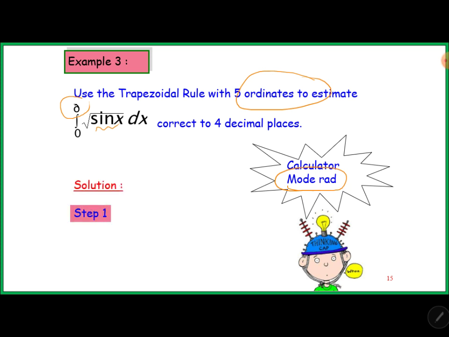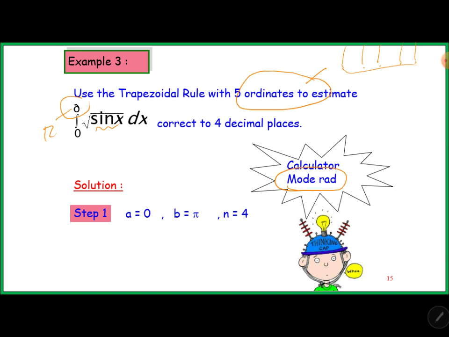Okay, so what is the first step? We have a equal to 0 and b equal to pi. Sorry for the confusion. So b is equal to pi and n is equal to 4. Why 4? Because 5 ordinates is the point. So 5 points will build up 4 strips only. So 4 strips means that n equals 4.